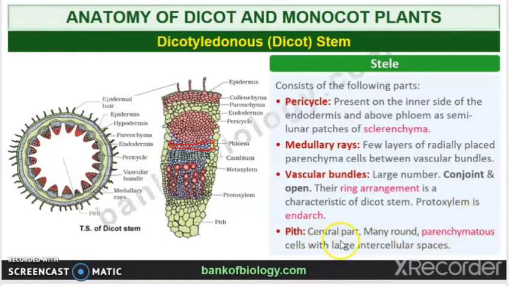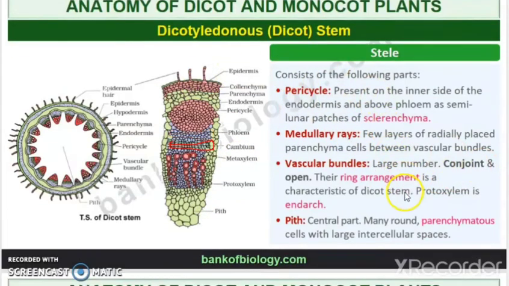And what about the pith? This is the central part. Many round parenchymatous cells with larger intercellular spaces are seen. So you can see this pith portion. It is a central part which has many round parenchymatous cells with large intercellular spaces, and these are made up of parenchymatous cells. Clear, children? Okay, now let us move on to the next part, which is the monocot stem.